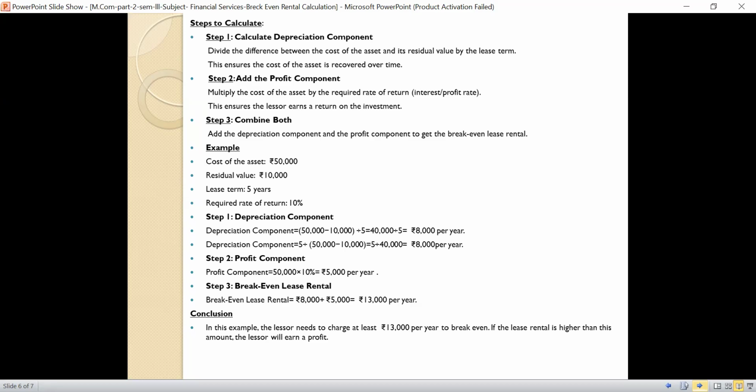Step 3, break-even lease rental. Break-even lease rental is equal to rupees 8,000 plus rupees 5,000 is equal to rupees 13,000 per year. Conclusion. In this example, the lessor needs to charge at least rupees 13,000 per year to break even. If the lease rental is higher than this amount, the lessor will earn a profit.